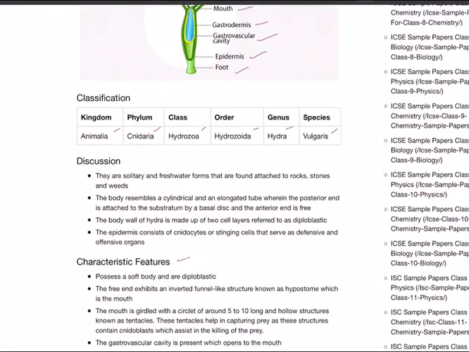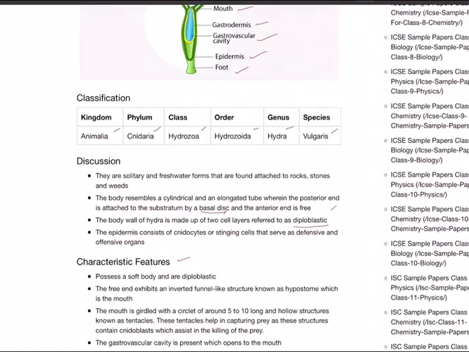Now, the discussion is only for our understanding. As I said, after drawing the diagram, you go directly to characteristic features. But I will quickly go through this discussion. They are solitary, freshwater forms found attached to rocks, stones and weeds. The body resembles a cylindrical, elongated tube, wherein the posterior end is attached to the substratum by a basal disc, and the anterior end is free.